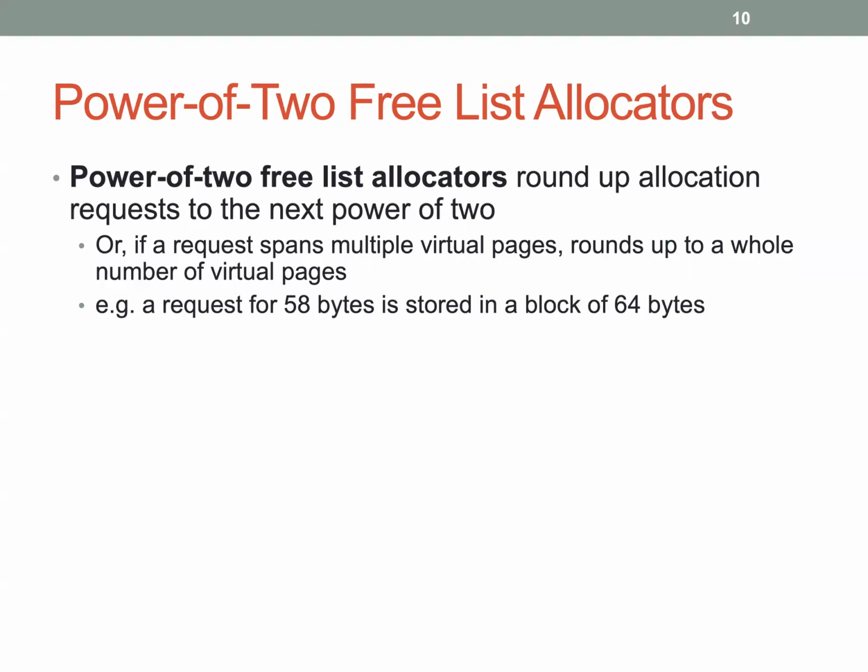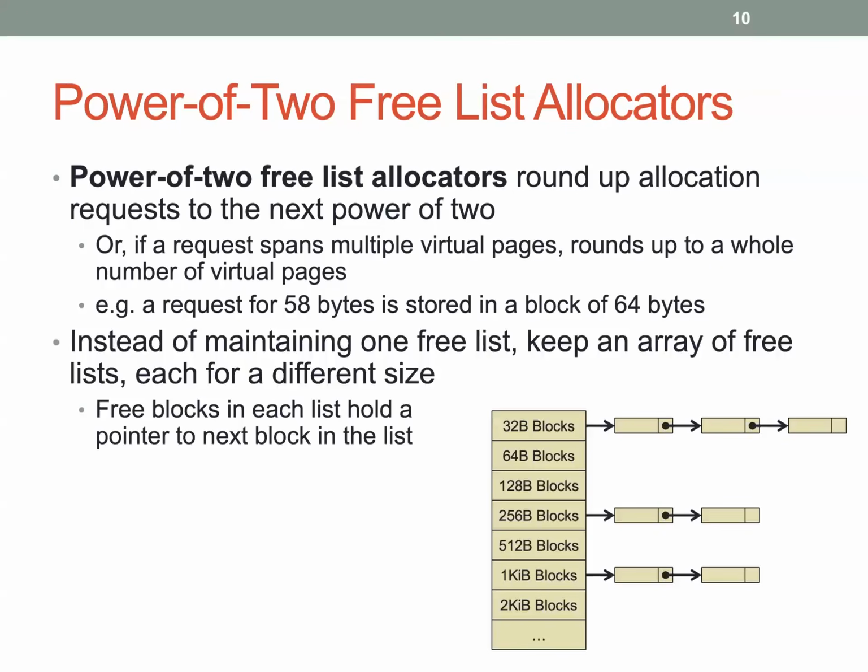Okay, so as I say here, if a request spans multiple virtual pages, you may round it up to a whole number of virtual pages. If you have a request for 58 bytes, that would be stored in a block of 64 bytes. So you're going to lose space. This is internal fragmentation, because you have a rule. You don't hand out 58 bytes. You only hand out power-of-2 block sizes. So you lose some space due to internal structural approaches of the allocator. Okay, so you have an array of free lists, like I was saying.